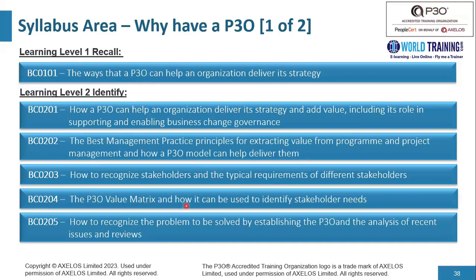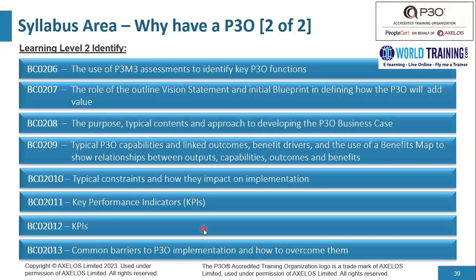We would look into how we could recognize the problems to be solved by establishing the P3O and the analysis of recent issues and reviews. And there are a few more syllabus areas that we would cover at level 2. We would use P3M3 assessments to identify key P3O functions.